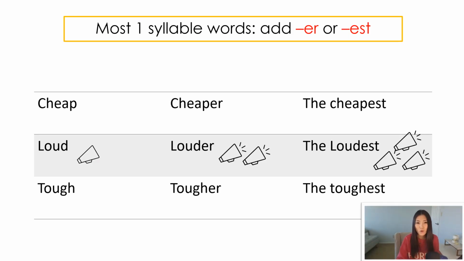So how do you form a comparative or superlative? For most one-syllable words, we're going to add -er or -est. For example, cheap will be cheaper, the cheapest. Loud, louder or the loudest. Tough, tougher or the toughest.